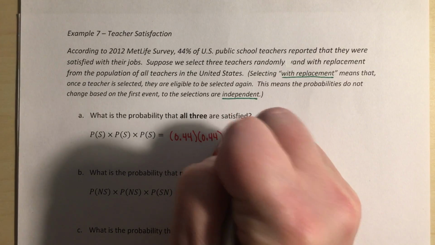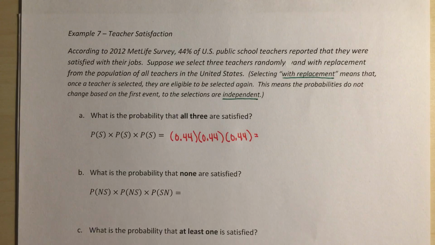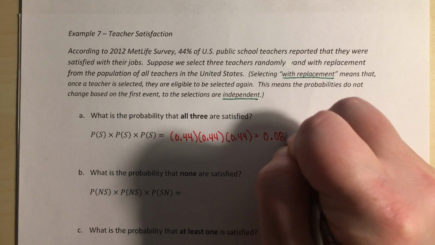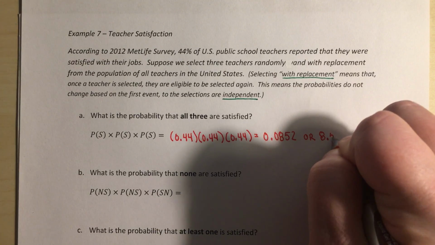0.44 times 0.44 times 0.44 gives us 0.0852, or 8.52%.